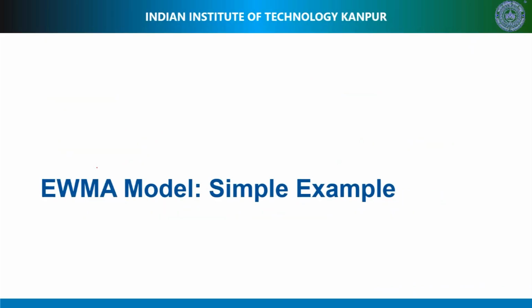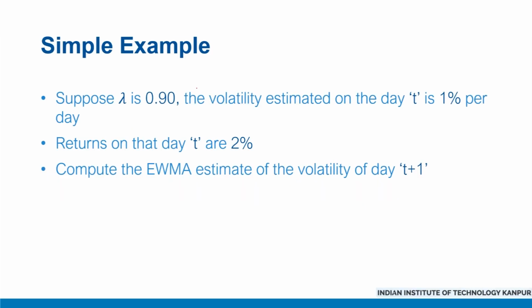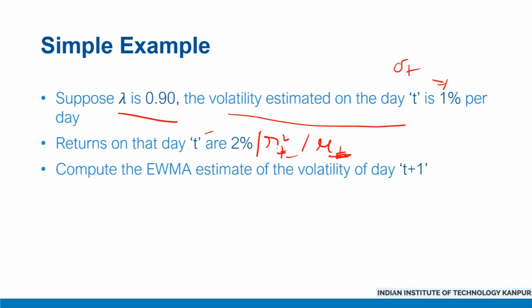In this video, we'll try to understand the mathematical workings and theoretical underpinnings behind the EWMA model with the help of a simple example. Consider the following information. The decay factor lambda is 0.9. The volatility estimated on day t, that is sigma t, is 1%. The return on day t, r t, also called observed volatility or volatility innovation mu t, is 2%. We can also call it realized volatility or observed volatility on a given day.